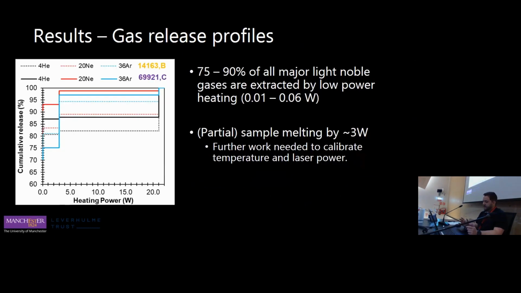So these are the release profile data from the 2 calibration samples that we have measured. As you can see, we extract about 75 to 90% of the total inventory of each sample within 0.1 watt of heating power. This early release is likely to be surface implanted solar wind, which we do confirm using isotope ratio data, but I've opted to not show that here.